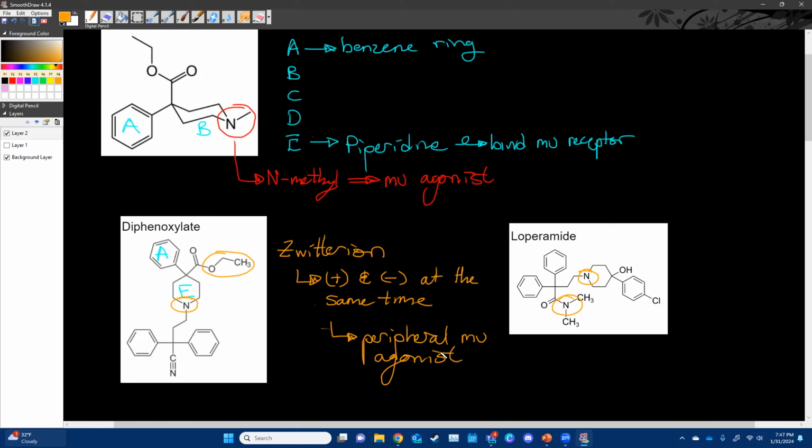So unlike all of our other drugs, which are able to cross the blood-brain barrier, these drugs are permanently charged. So they're not really able to get into the bloodstream. No, they're not able to cross the blood-brain barrier. That's the biggest thing.